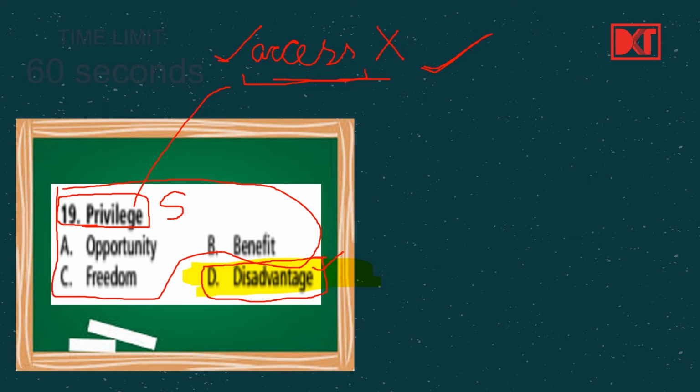Now the other words, opportunity, which means getting a chance for something, benefit again means an advantage, freedom, the liberty for doing something. So all of them are synonyms, whereas disadvantage is an antonym.